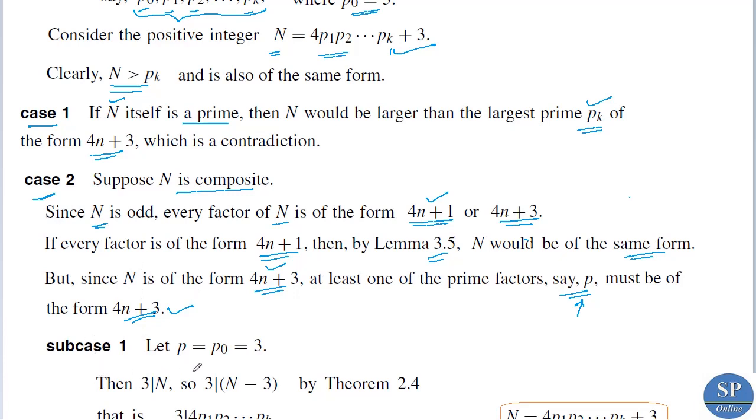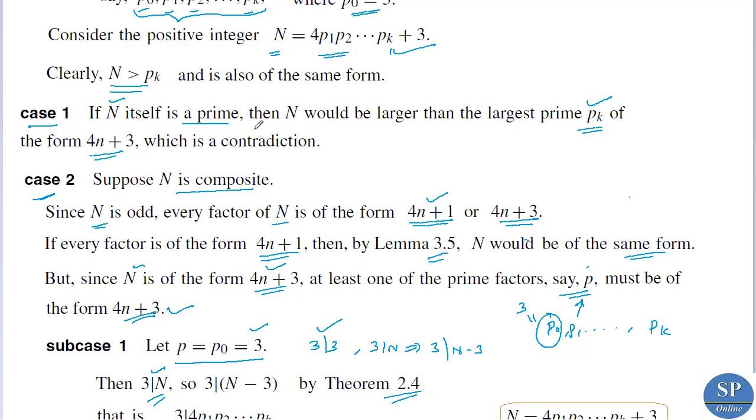Now we consider a subcase. First subcase: let p equal P0 equal to 3. The primes of the form 4n plus 3 are P0, P1, etc., Pk. Suppose that p equals P0, which is 3. Then 3 divides 3, and also 3 divides n, because p is a prime factor of n. So since 3 divides 3 and 3 divides n, 3 divides n minus 3, by theorem 2.4.